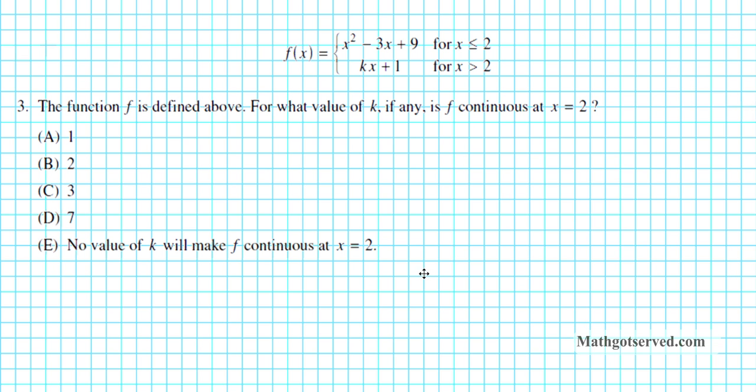Alright, question 3 says for the function f defined above, for what value of k, if any, is f continuous at x equals 2. So this is a test on continuity. In order for this function to be continuous, the left and right hand limits must be the same. So we just basically equate these two functions together and set them equal to the value when x is equal to 2.